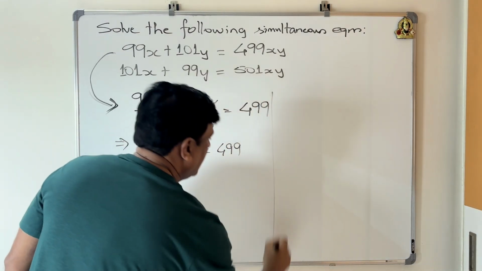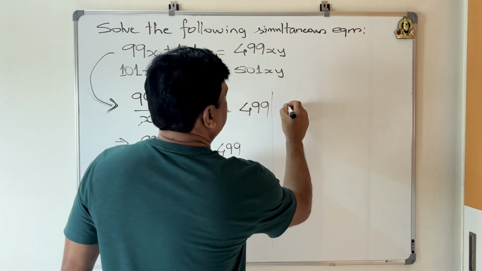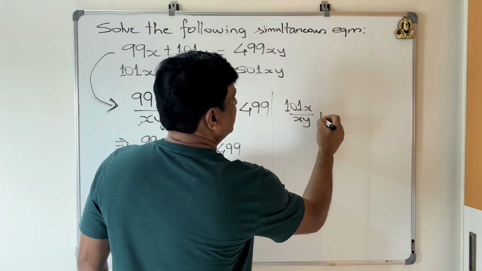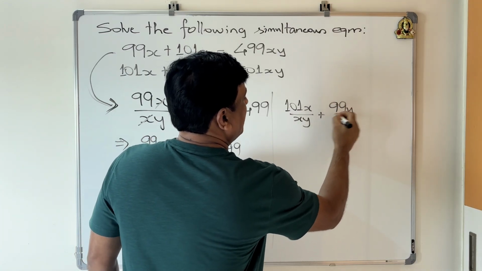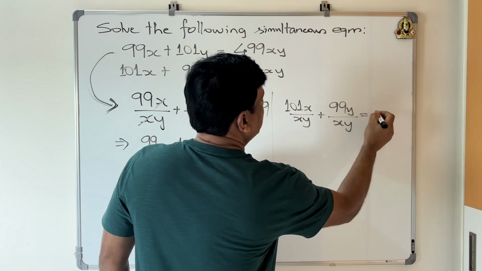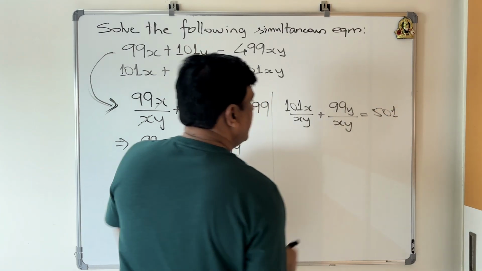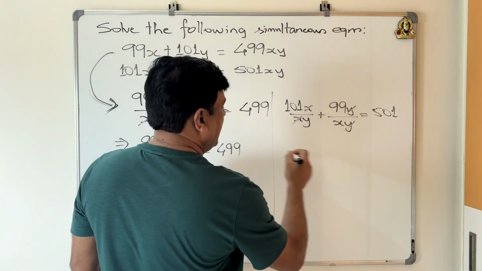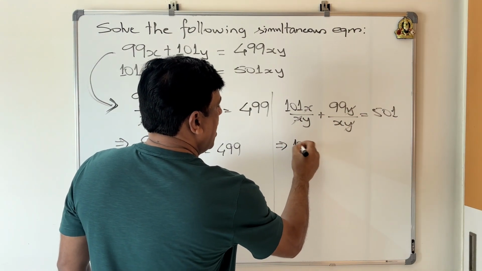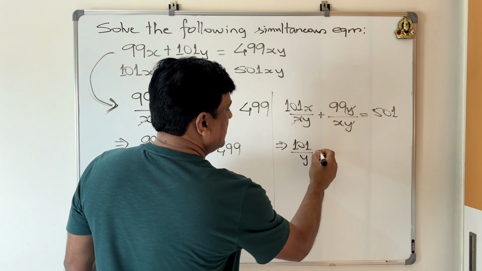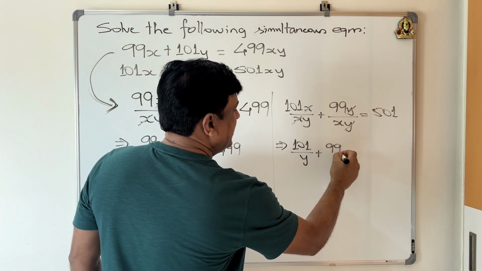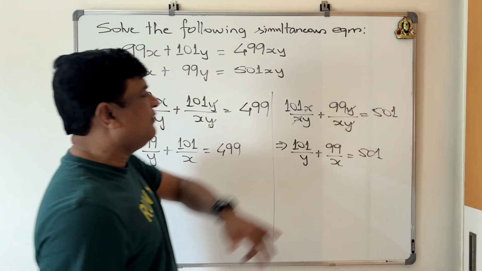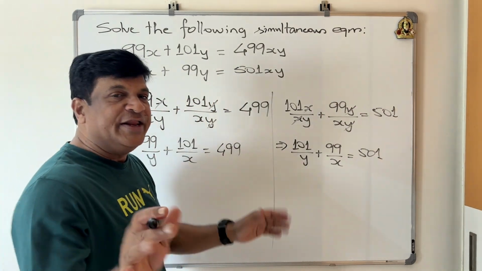Similarly, if we do the other one, do the same stuff: divide by xy, 101y by xy plus 99x by xy is equal to 501. Again, x and x cancel out, y and y cancel out, so you're left with 101 by y plus 99 by x is equal to 501. So we got rid of x and y and we've got it into a linear format.